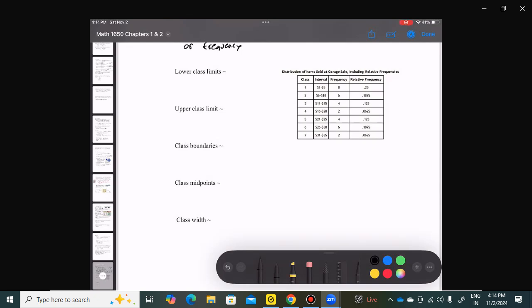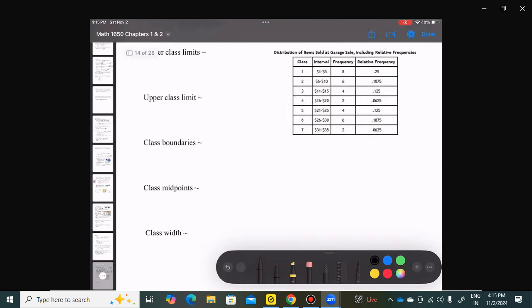The frequency for this, so we have this in classes. Class 1 is $1 to $5. That means 8 items were sold anywhere from $1 to $5. Class 2, $6 to $10. They had 6 items sold somewhere in that range. Class 3, $11 to $15. That was 4 items sold. 2 items were sold at $16 to $20. That's class 4. 4 items were also sold at $21 to $25. That's class 5. Class 6, $26 to $30. 6 items sold. In class 7, $31 to $35, and there was only 2 items sold.